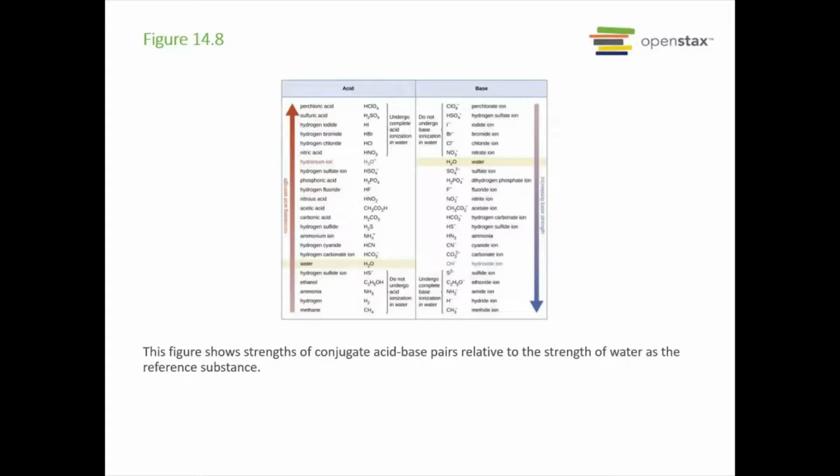This is going back to showing those acids and bases we looked at before. And you can see their conjugate pairs are right next to each other. So perchloric acid is an extremely strong acid. Its conjugate base, perchlorate ion, is a super, super weak base. So it doesn't accept protons very much, if at all. Methane is a super, super weak acid, but methide ion is a very, very strong conjugate base.